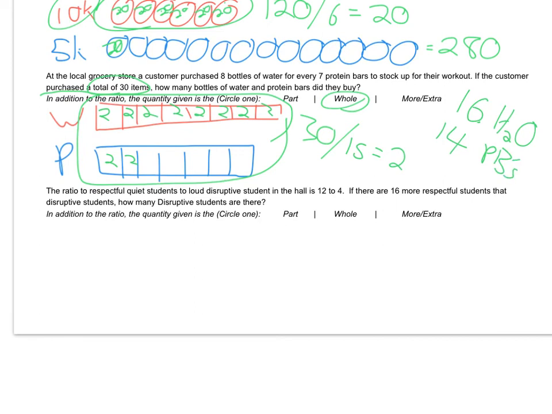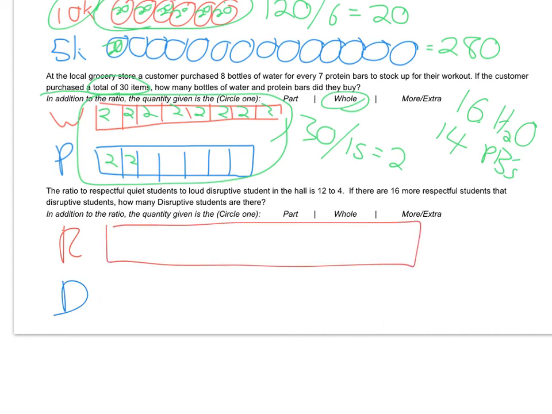And finally, the ratio of respectful, quiet students to loud, disruptive students in the hall is 12:4. If there are 16 more respectful students than disruptive students, how many disruptive students are there? Well, there's some typos in here, but we have 12:4, so that would be respectful to disruptive. So 12 to 4.